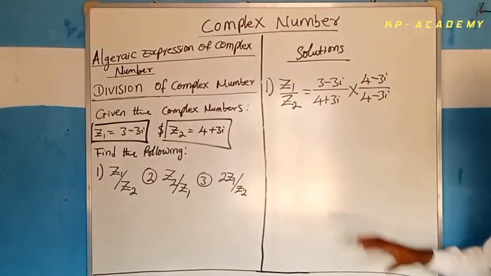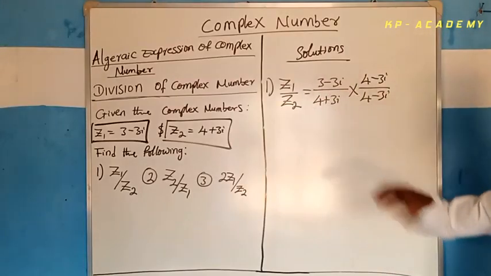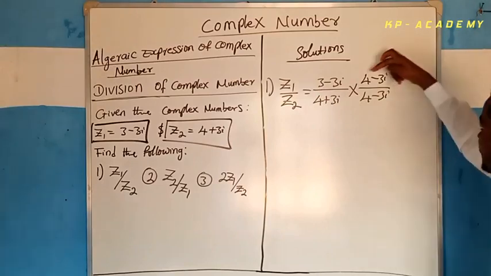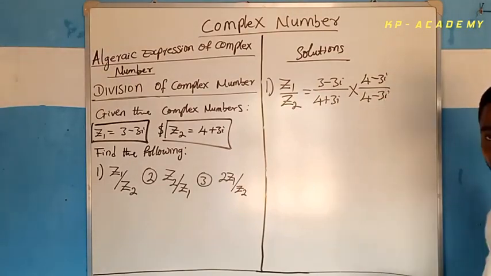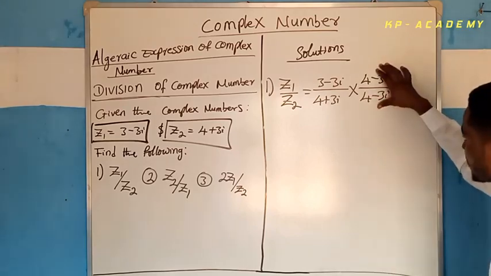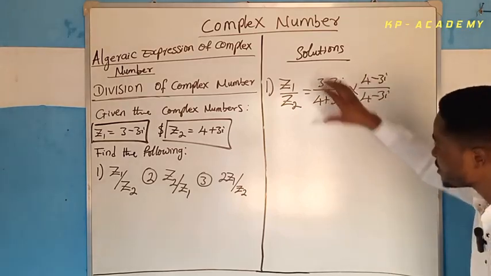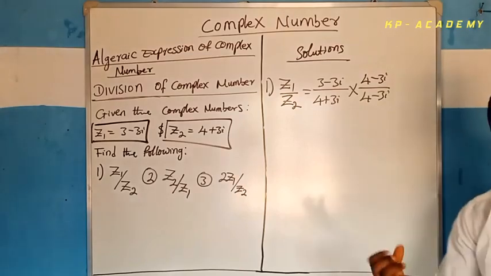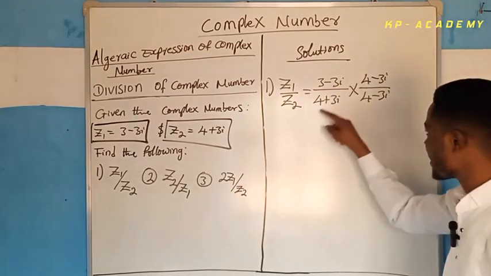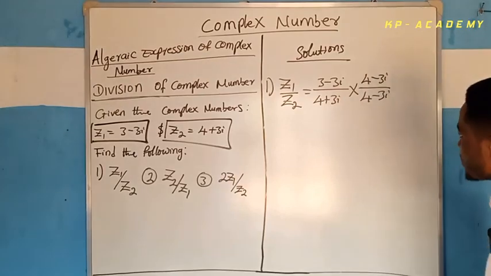Mathematically, I've not really made any change to the initial question, because this 4 minus 3i all over 4 minus 3i can still cancel out to give you 1. And if you multiply the whole of this by 1, it is still the whole of this. What I'm actually doing mathematically is creating something that will help me remove i in the denominator. Now watch carefully.